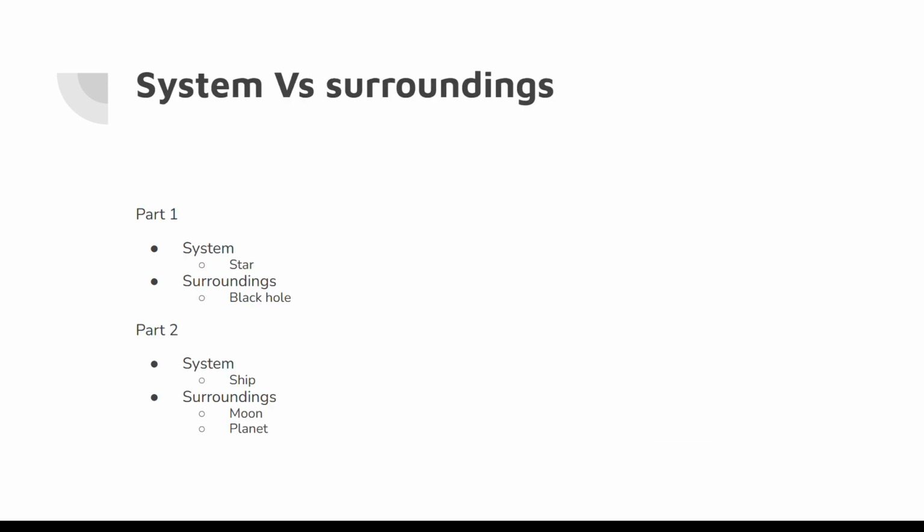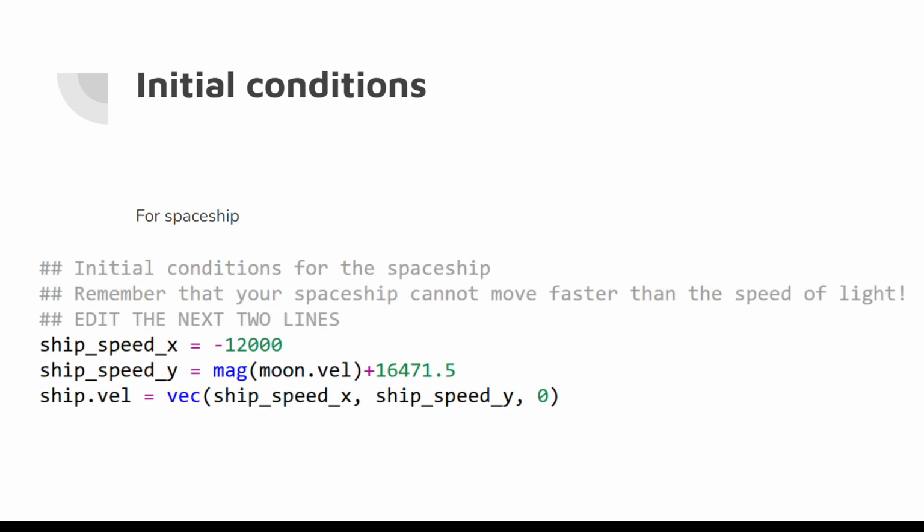This lab had two parts. Part one, the system was the star, and the surrounding was the black hole. And part two, the system was the ship, and the surrounding was the moon and the planet. So the initial conditions in part two for the spaceship, here are the speeds that I figured out. I'll be showing everything else later. But this is my initial speed that I found.